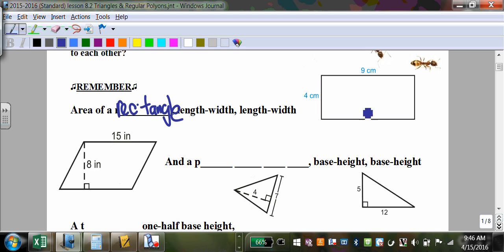Area of a rectangle is length times width. So just write the equation right next to it. Area of a rectangle, length times width. Say it. Again. One more time. Okay.